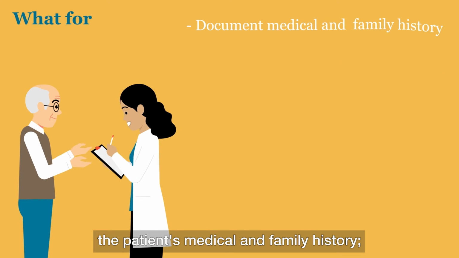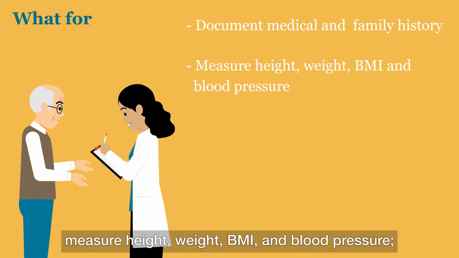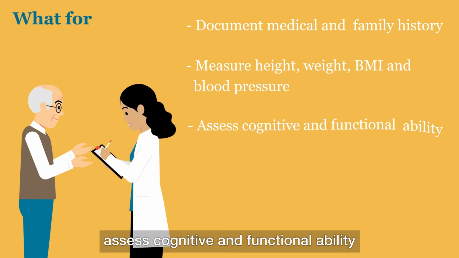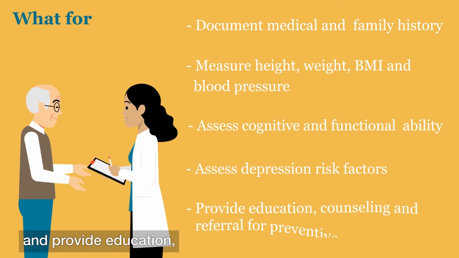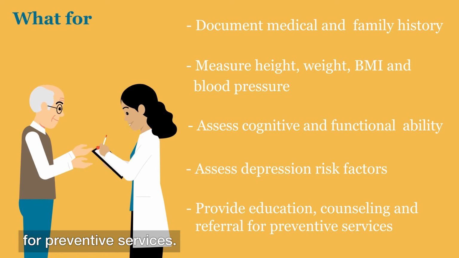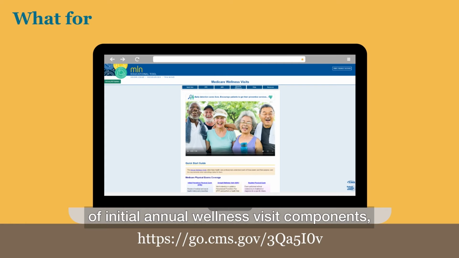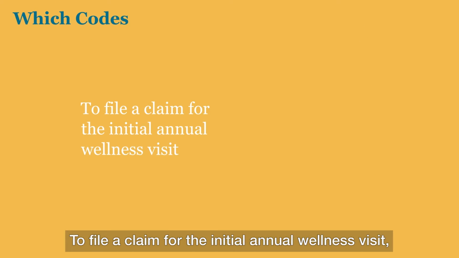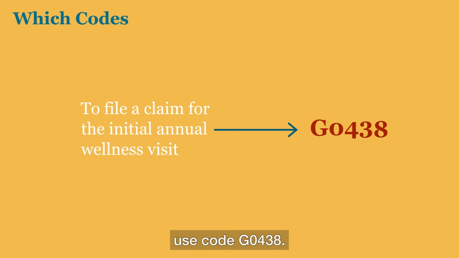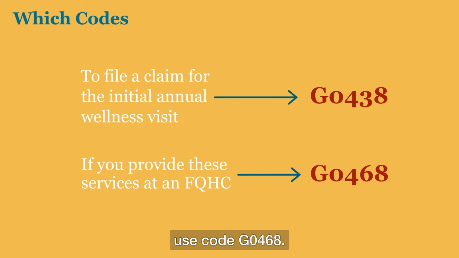You should also document the patient's medical and family history, measure height, weight, BMI, and blood pressure, assess cognitive and functional ability and depression risk factors, and provide education, counseling, and referral for preventive services. For a full list of initial annual wellness visit components, visit CMS's website. To file a claim for the initial annual wellness visit, use code G0438. If you provide these services at an FQHC, use code G0468.